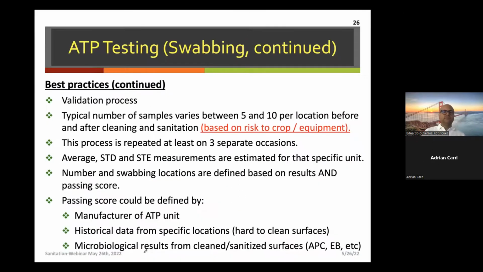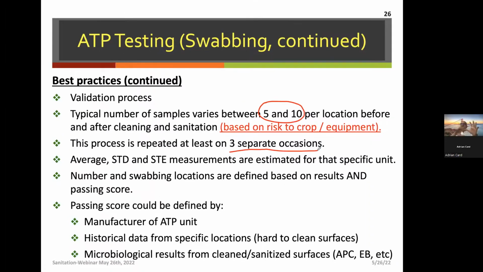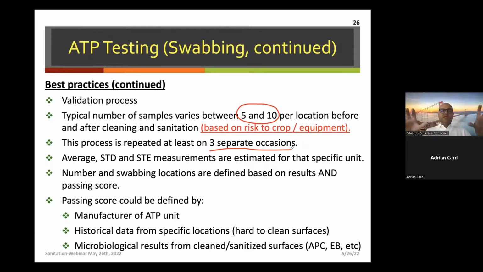So how do we go about that? Typically, to do validation of this, you need to take between 5 and 10 swabs per location, and do this in multiple sanitation events, at least 3 separate occasions. So you do a sanitation step, you swab a specific area 5 or 10 times, you recover the data, and then you repeat that 3 more times. Then you can calculate the variability within the system.